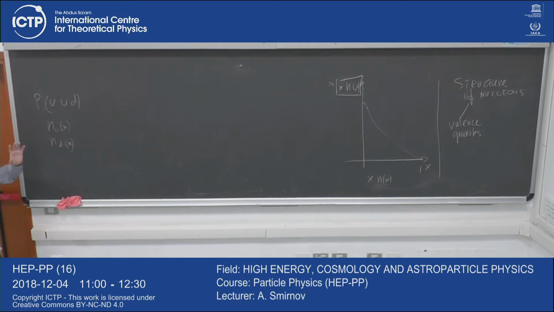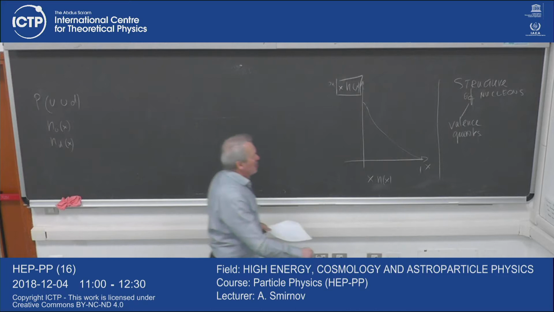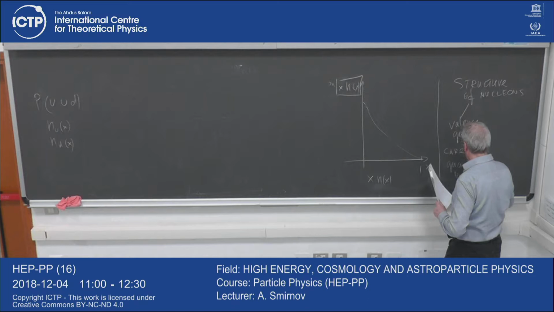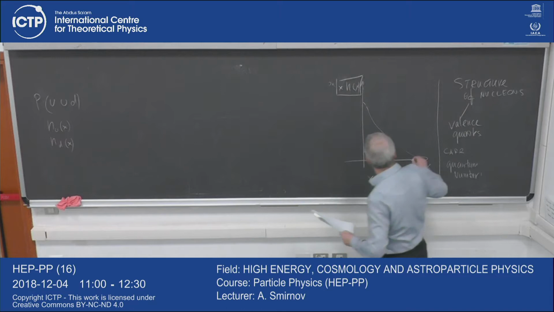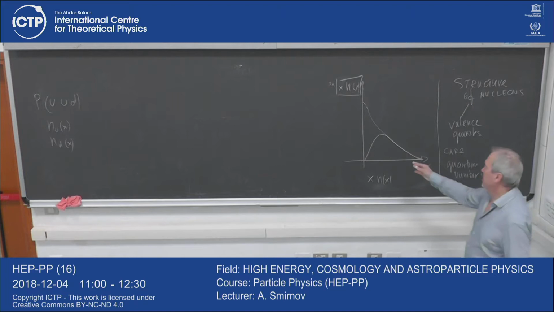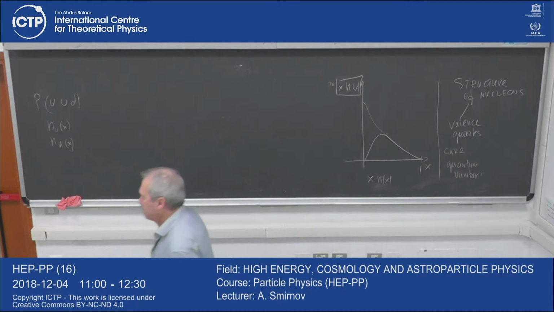And so the partons which carry the quantum numbers, electric charges, or isospin, and if it is a strange hadron, you introduce also the S quark. So those are particles which bring quantum numbers. And those distributions have the form of this type. On average, these valence quarks bring, say, 1/3 of the momentum of the proton. So this maximum corresponds to, say, 1/3.